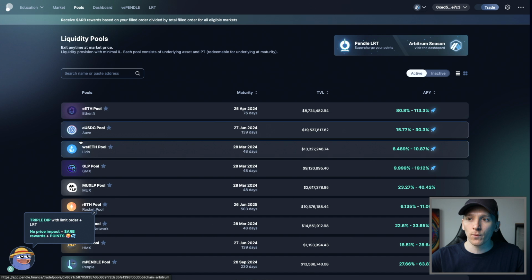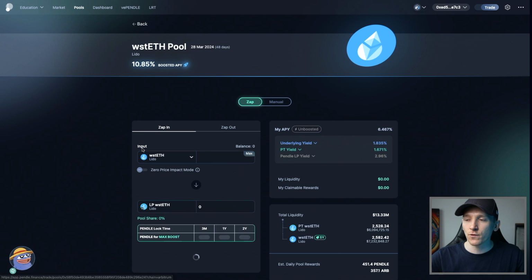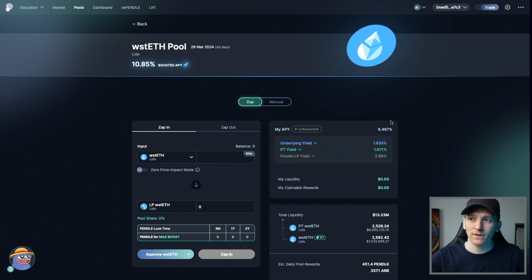So as an example here, wrapped staked ETH. If you have or you want exposure to this asset, we can get 10.85% currently out of the liquidity pools here. So this is just like providing liquidity on Uniswap or something. The difference is, because a lot of these tokens are very, very similar, you have very, very low impermanent loss.